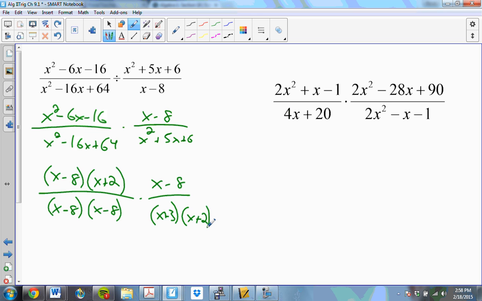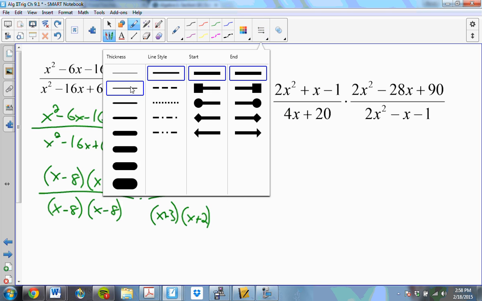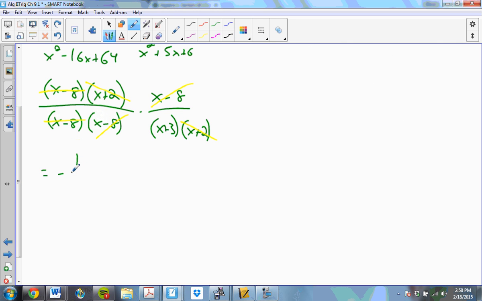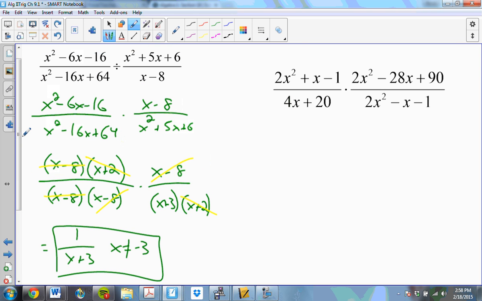Now I can cancel whole entire factors. I have to change the directions when I do this. So for example, these cancel and I go sideways. These cancel and I go up to the right. These cancel and I go down to the right. So that way I can see what canceled with what. And I'm left with just a 1 on top and an x plus 3 on the bottom. So I know that x cannot be negative 3. That basically means negative 3 isn't in the domain of this problem.